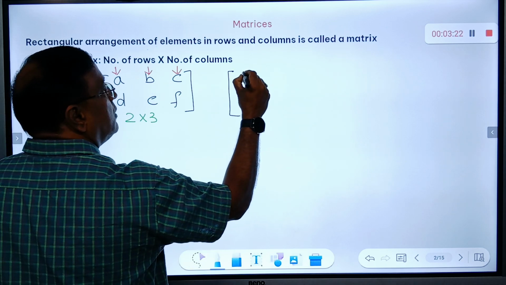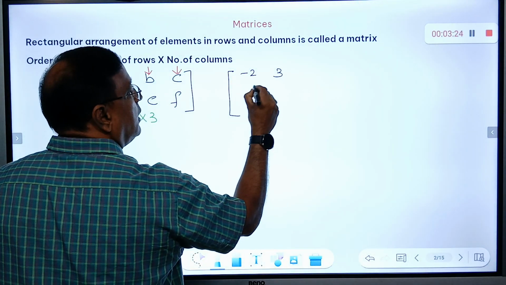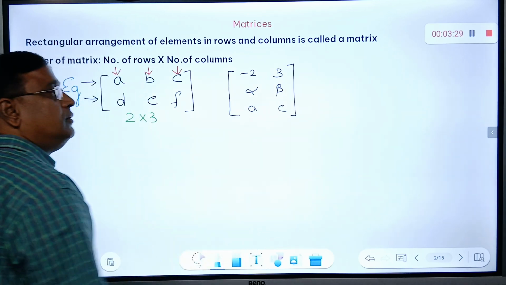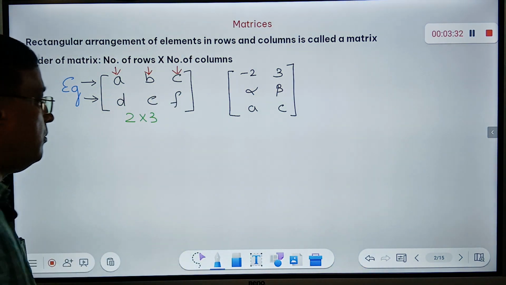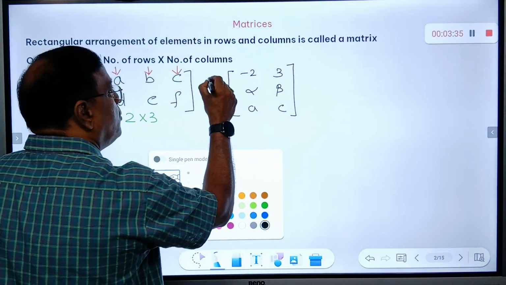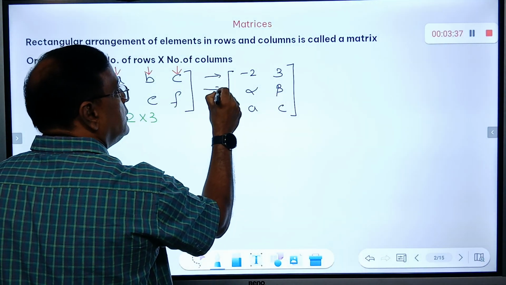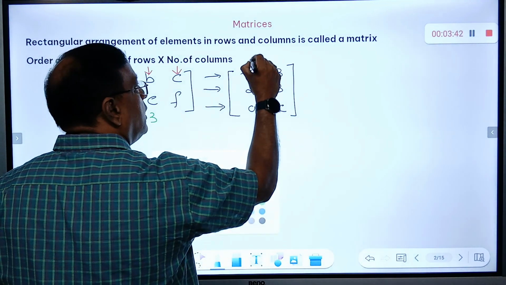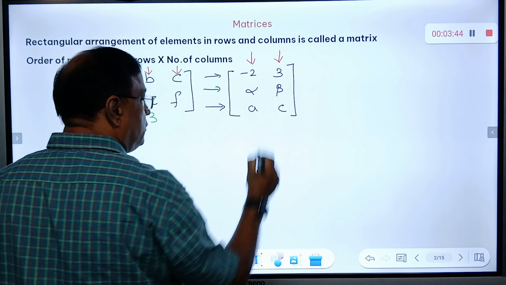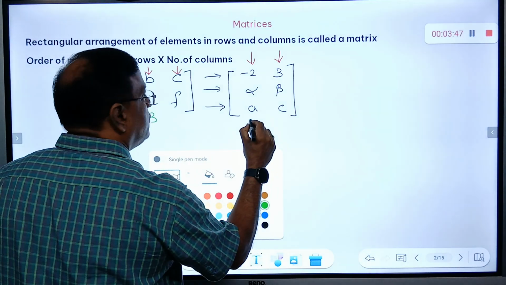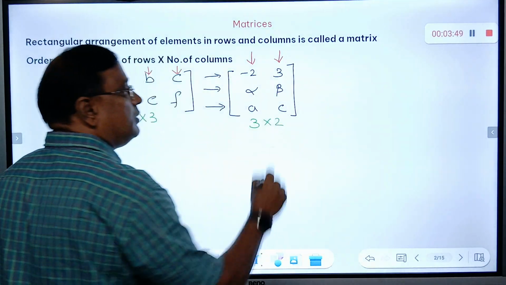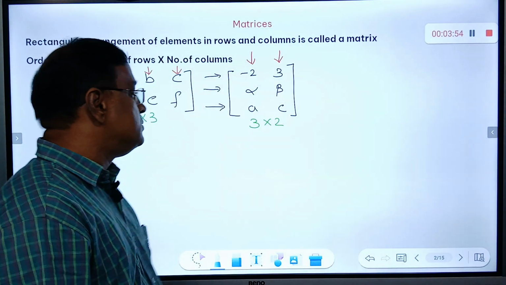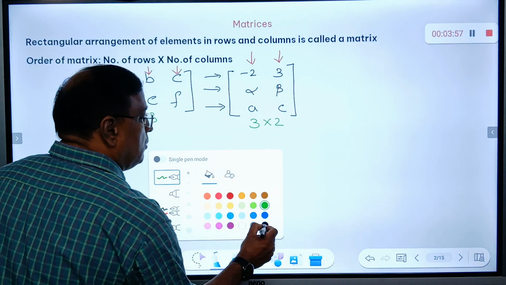Now let me write -2, 3, alpha, beta, A, C. This is also a rectangular form. So tell me, how many rows are there? The horizontal entries are rows and vertical entries are columns. So what is the order of this matrix? The order of this matrix will be 3 by 2. Number of rows by number of columns. There are totally 3 rows and 2 columns. We'll take one more example.